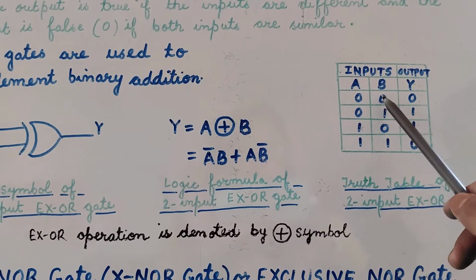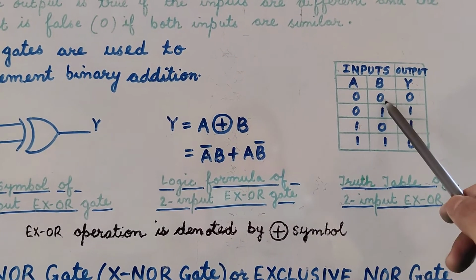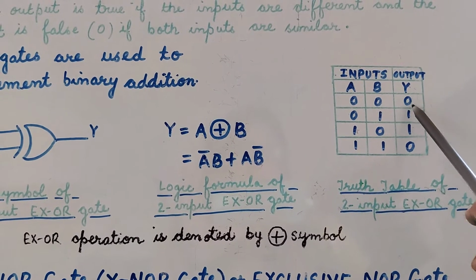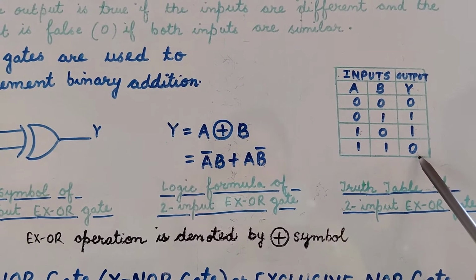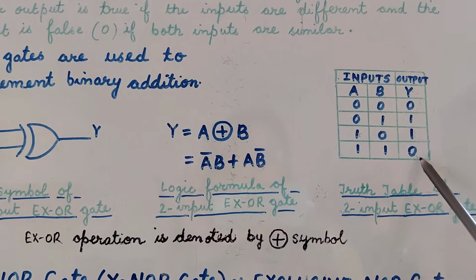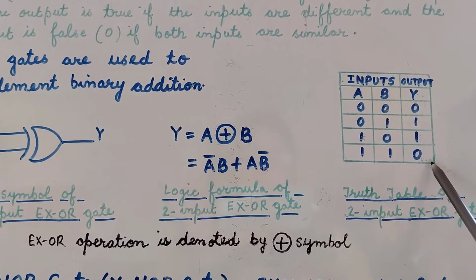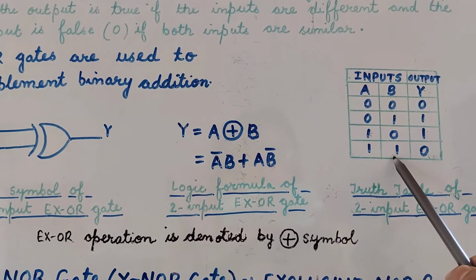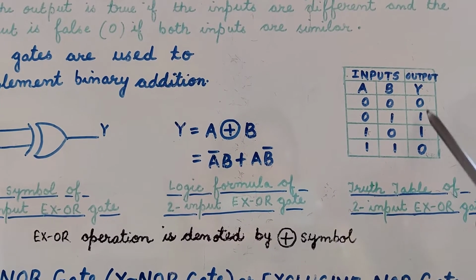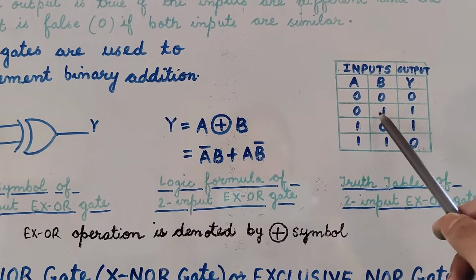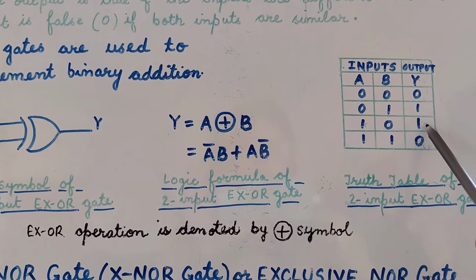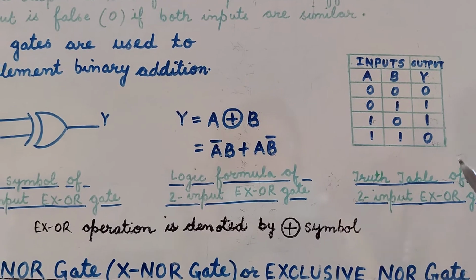But if the value of the inputs are similar, then the value of the output in case of exclusive OR gate is low or false or 0. So we find that when both the inputs are similar, then the output is 0, whereas when any one of the inputs is 1, in that case the output of XOR gate will be high.